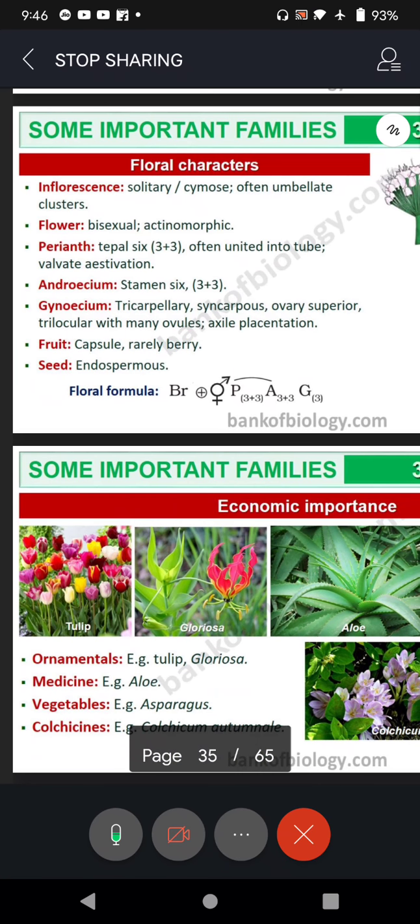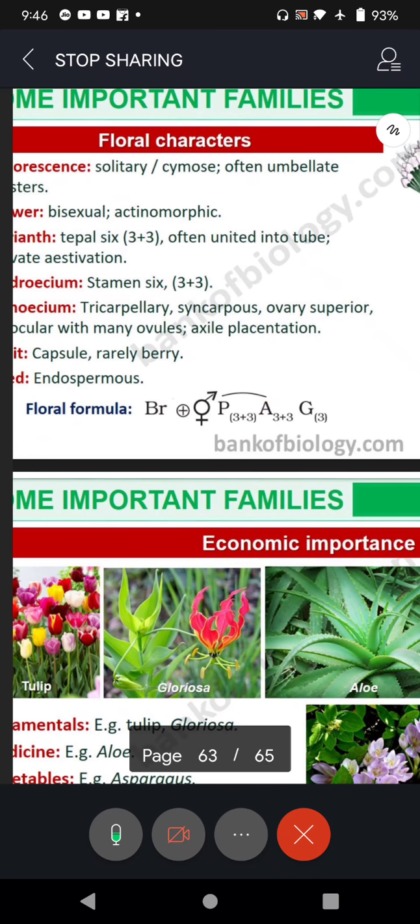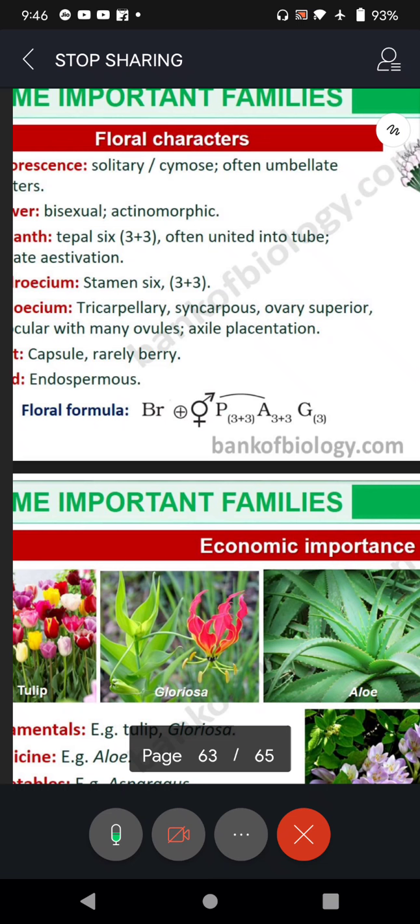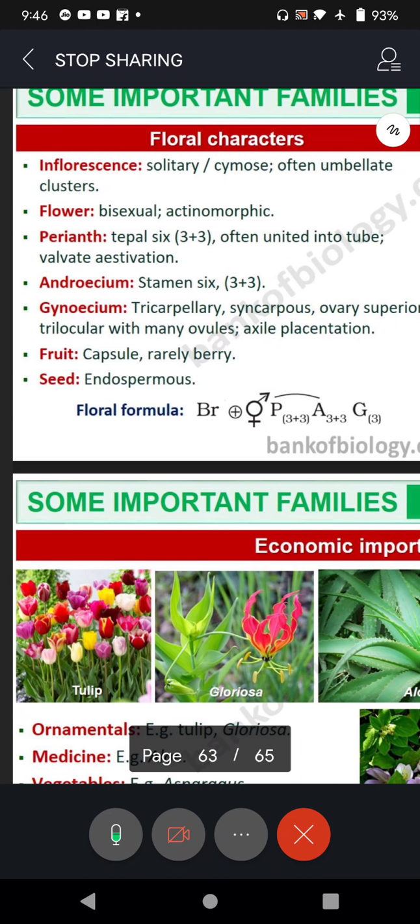So basically, how do you describe? Inflorescence is solitary. Cymose. I want you to remember this word. We said based on the arrangement of flowers on the stem axis, there are 2 types of inflorescences, cymose and racemose. Remember, I gave differences also between cymose and racemose.